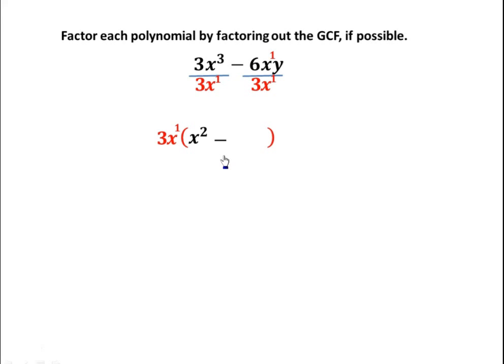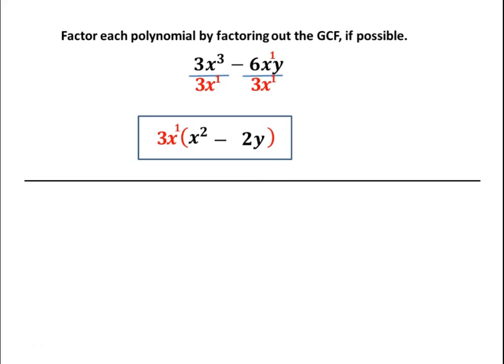Minus, just bring this sign down. Here we reduce 3 into 6 two times. Here we have an x to the first and another x to the first. They cancel each other out, but we have to hold on to this y. So that's going to give us 2y. So this is our polynomial that has been factored. We factored out our greatest common factor, and we wrote down inside of our parentheses what's left over once we factor that out.